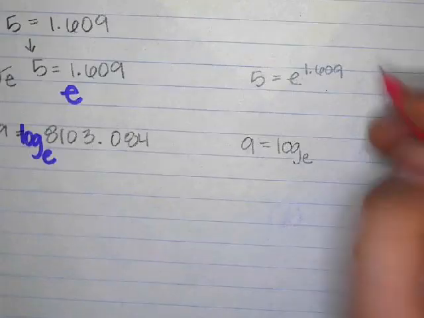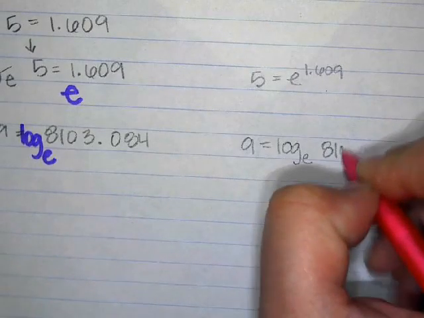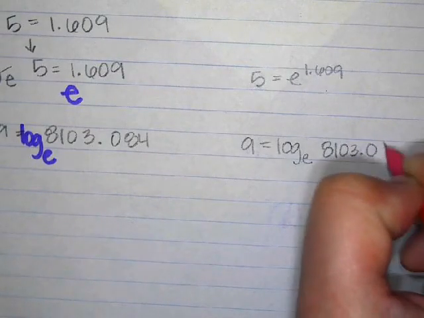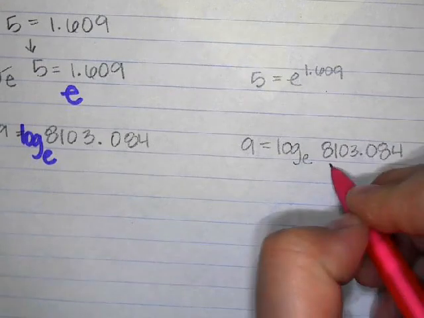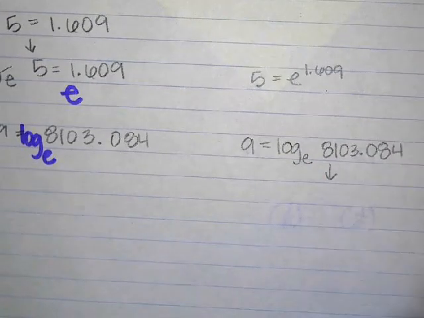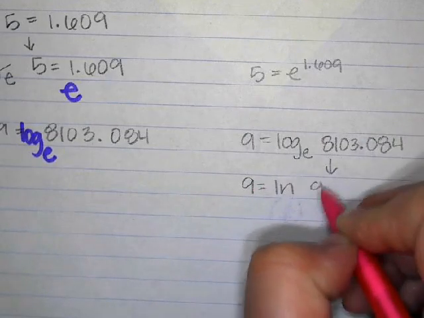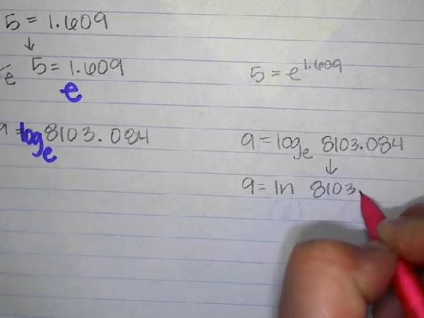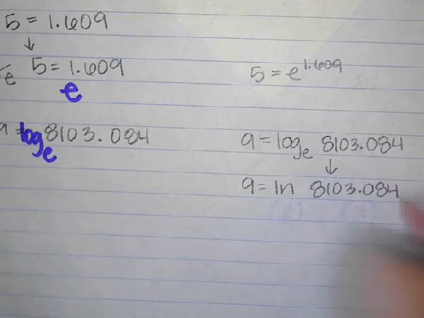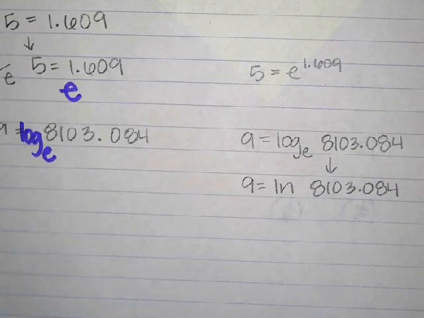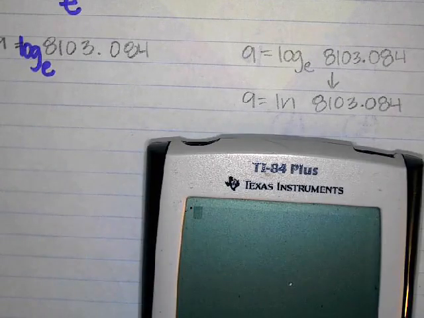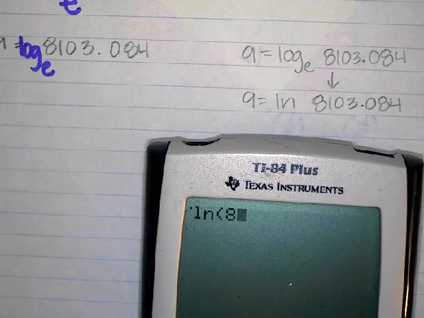But I'm never going to leave the final answer as log base E because nobody does that. So I'm going to write ln 8103.084. And then if I type this in, I hit the ln button, ln 8103.084, it's going to be approximately 9. Oh yeah, that's very close.